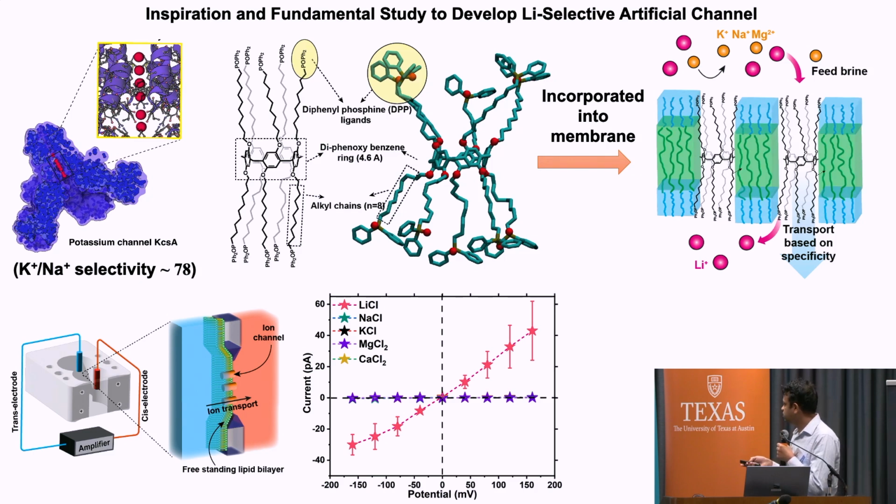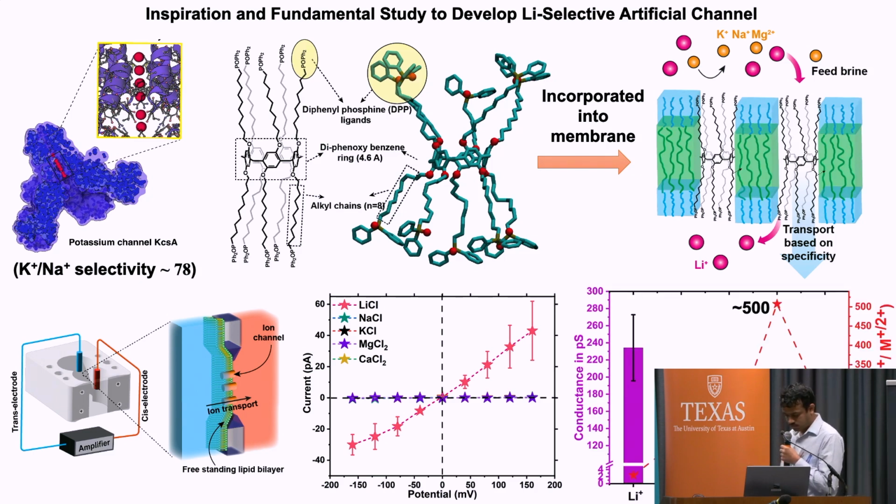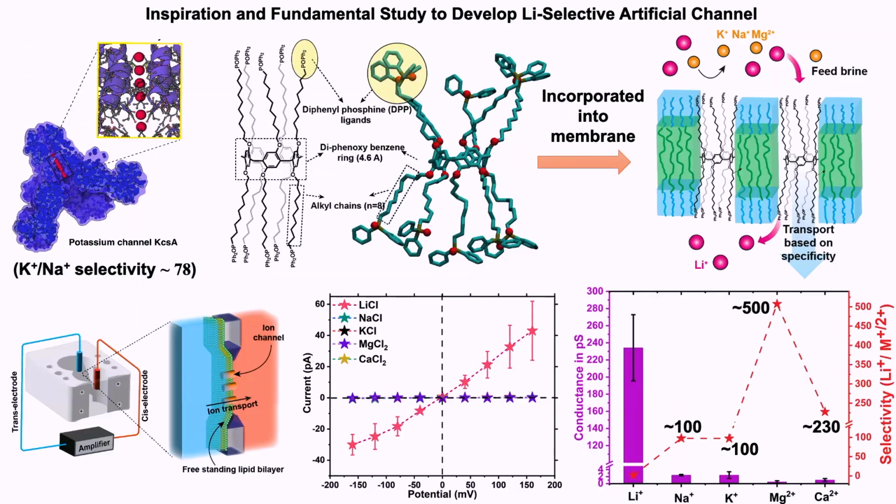And from this we calculate the conductance, and from the conductance we calculate the selectivity, and we found that our channel prefers to transport lithium ion at a rate 100 times higher than sodium and potassium, more than 200 times than calcium, and around 500 times than magnesium. So there is a challenge here.